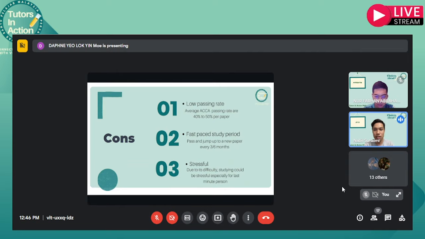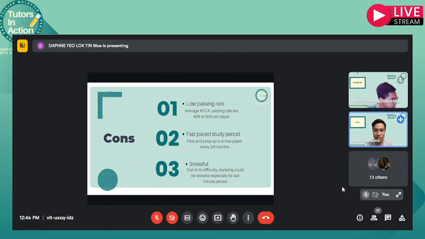And the next one is the fast-paced study period. After you complete a paper in 3 months or 6 months, you just jump to a new paper in the next semester. So the breaks are usually just 1 to 2 weeks. So your mind is very, very saturated, and it gives like no breaks in between lah. So you have to manage your free time and your study time very, very well.